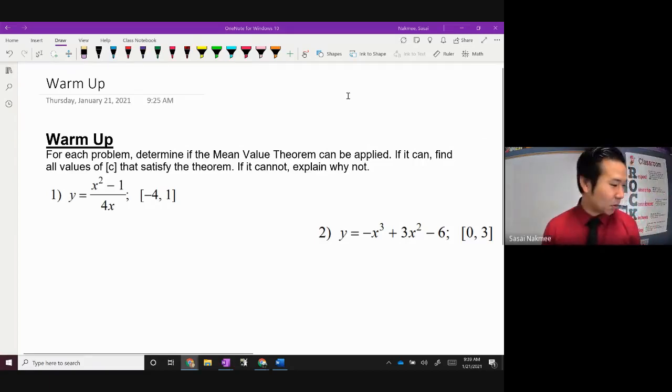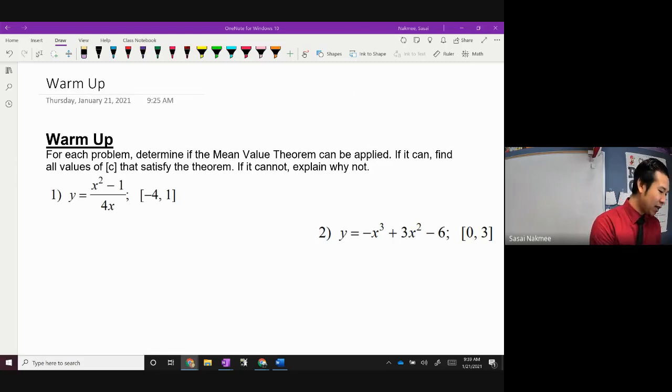There we go. Okay, so with our warm-up today, we were asked to find out if we can use the mean value theorem or not. And if we can, we need to find the value of c that satisfies the mean value theorem. And if we cannot, we just explain why not.